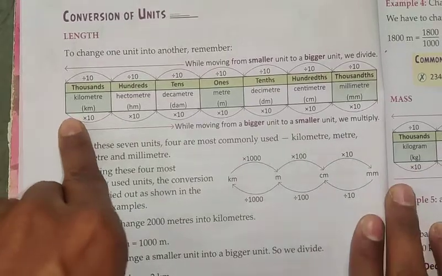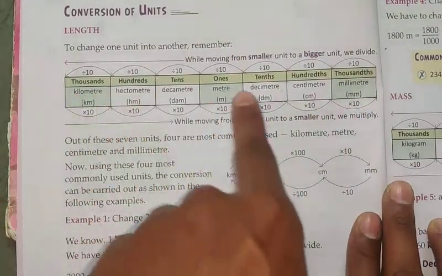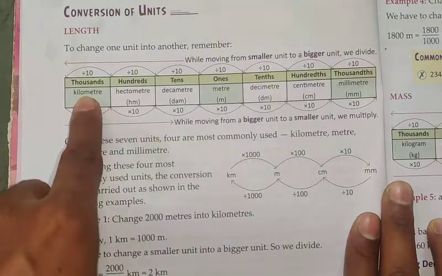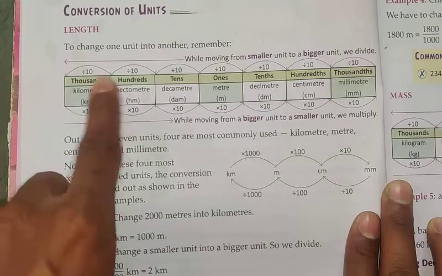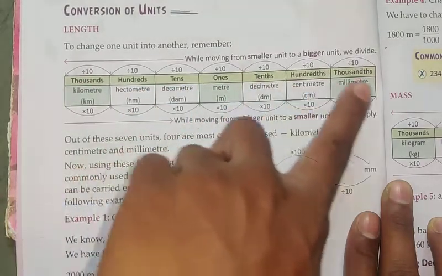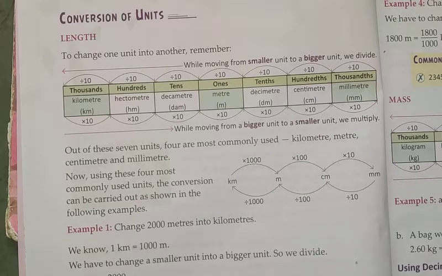Same thing is there when you are converting from bigger units to the smaller units, that time you have to multiply. If you are converting 1 kilometer to the millimeter, in that case you need to multiply it by 1, 2, 3, 4, 5, 6 zeros will come, means 10 lakh will come, right?